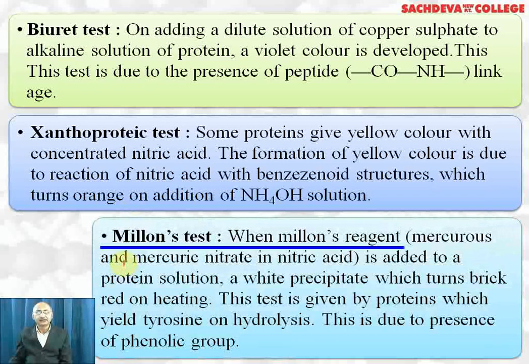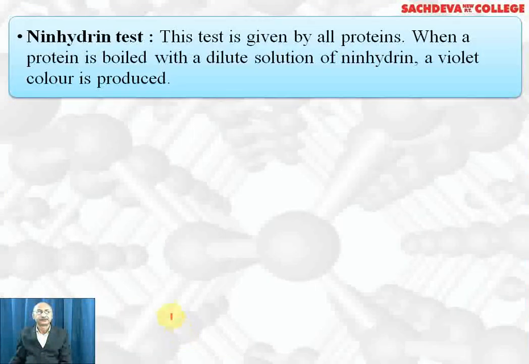Millon's test: when Millon's reagent, mercurous chloride and mercuric nitrate in nitric acid, is added to a protein solution, a white precipitate which turns brick red on heating is formed. This test is given by proteins which give tyrosine on hydrolysis. This is due to the presence of a phenolic group. So this test has limited use. Only specific proteins respond to this test.